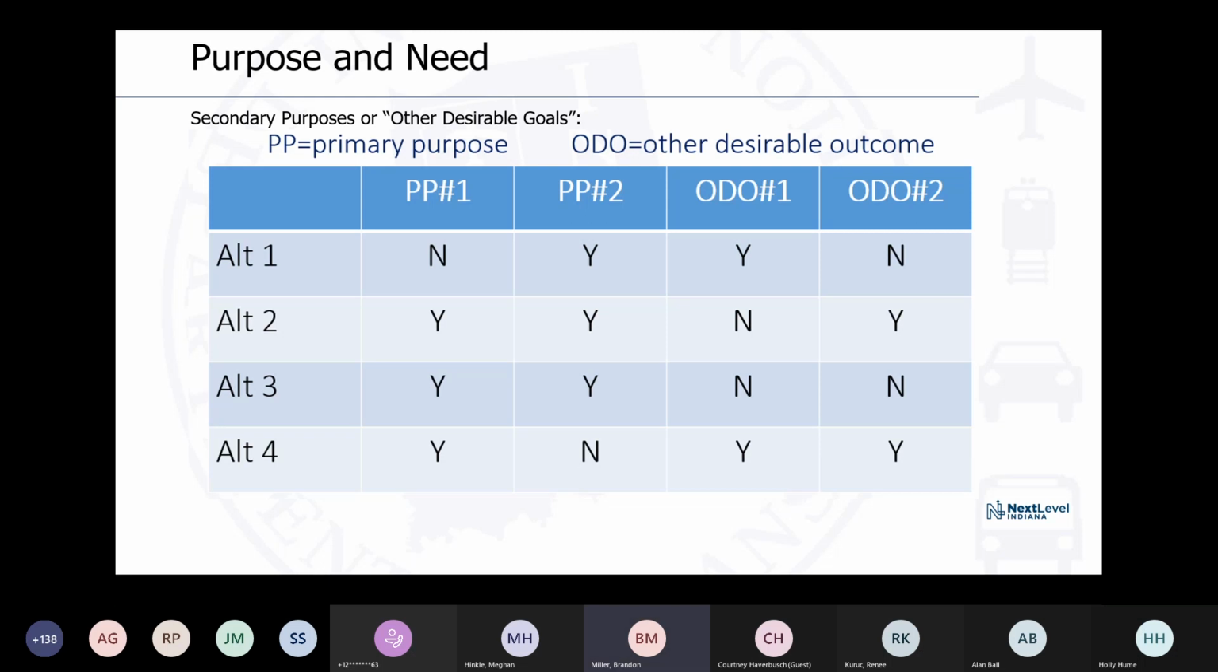Mostly because if you have an other desirable goal, are you evaluating any alternative that does not meet it? If you're not looking at something that doesn't do it, then it is, in essence, acting as a primary purpose and not something secondary. And you're being somewhat disingenuous with the public in saying, we would like it to happen, but if it doesn't, we're fine with it. If you don't look at alternatives that don't meet that other desirable goal, are you actually treating it as secondary? So infrequently for CEs does that happen.